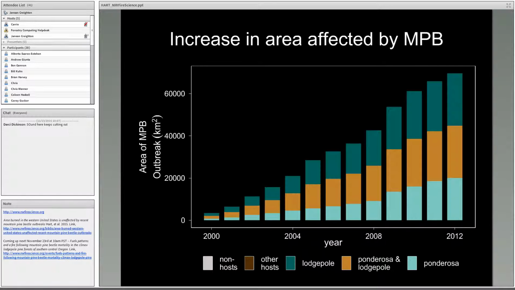So first, let's talk about the trends we saw in these large geospatial data sets. So across the western US, we saw increases in the area affected by mountain pine beetle in lodgepole, ponderosa, and mixed lodgepole pine and ponderosa pine. This is consistent with our expectation. There's been a dramatic increase in the area affected by mountain pine beetle.